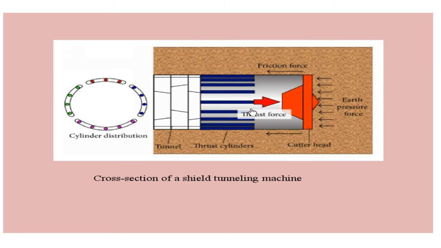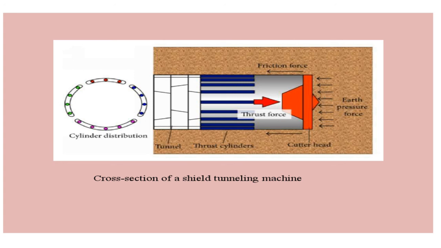Now what you can see here is a cross section of a shield tunneling machine. This is the cylindrical distribution. Here you can see the cylindrical shape. When you are going in the forward direction, earth pressure force will come. This is the cutting head. Then from the sides, wherever it is in contact, you will have a frictional force. So the driving force will be moving it in the forward direction.